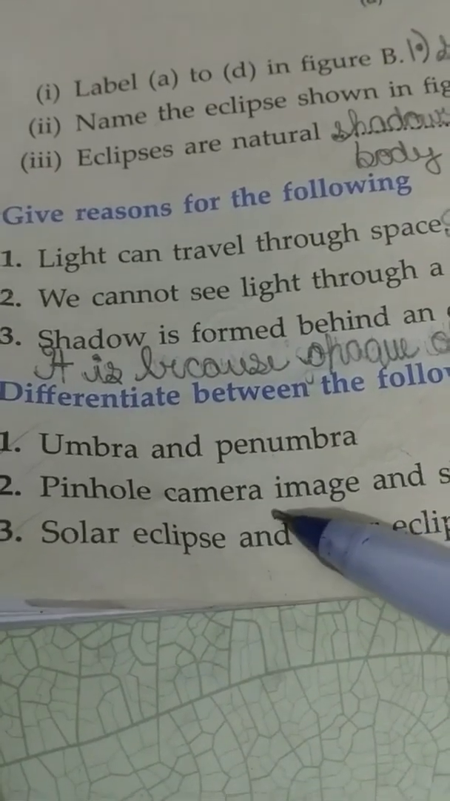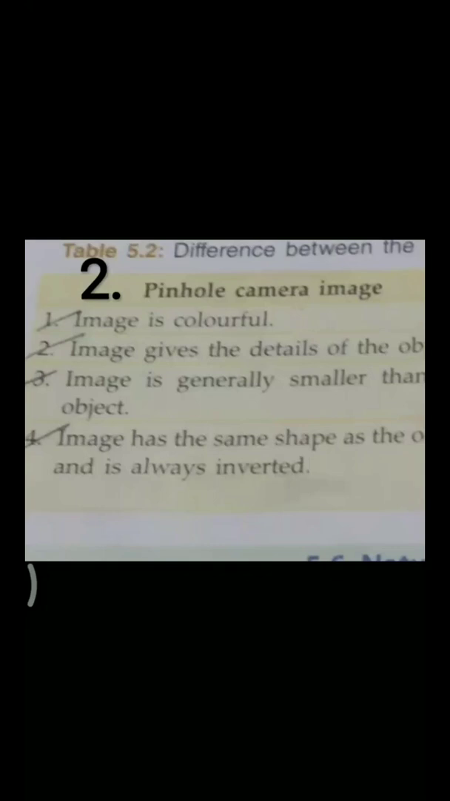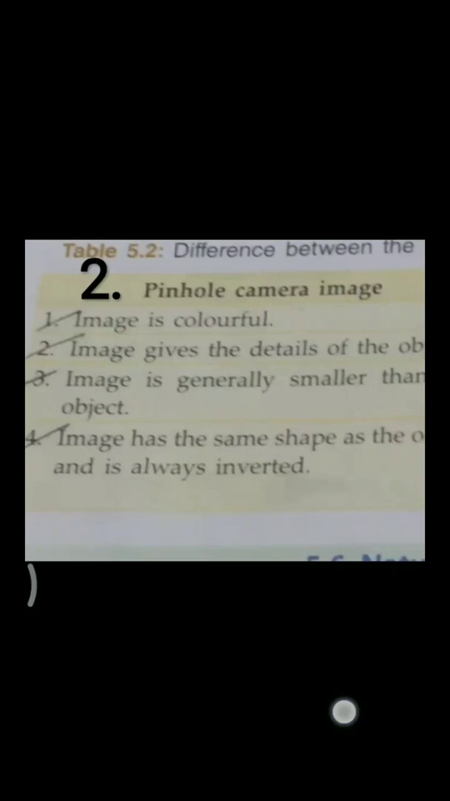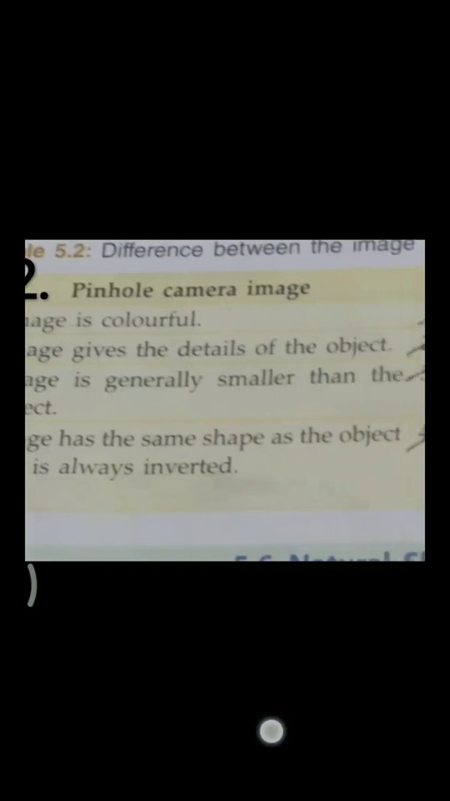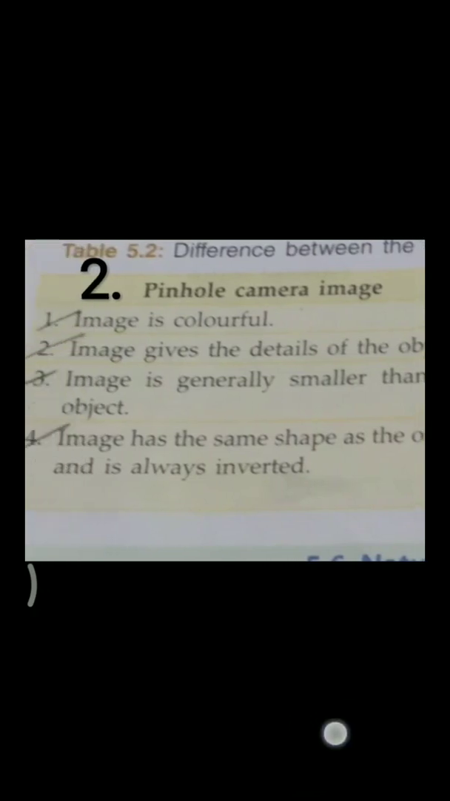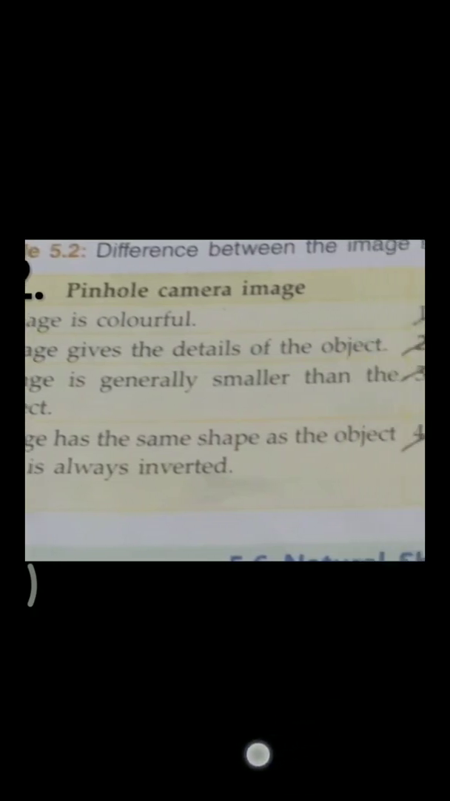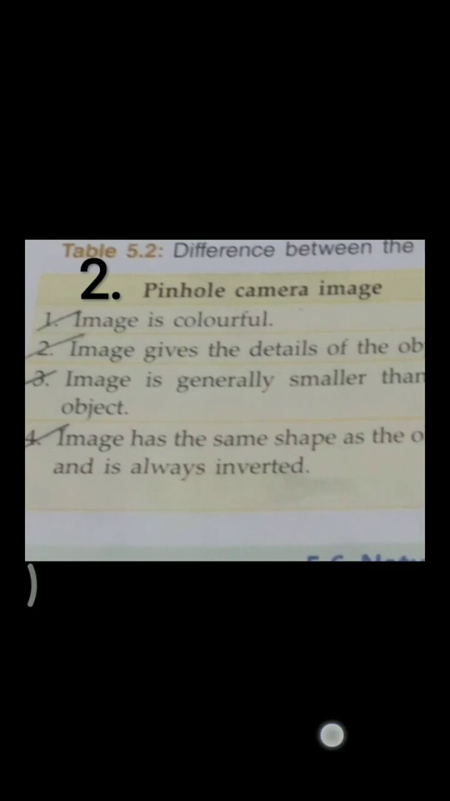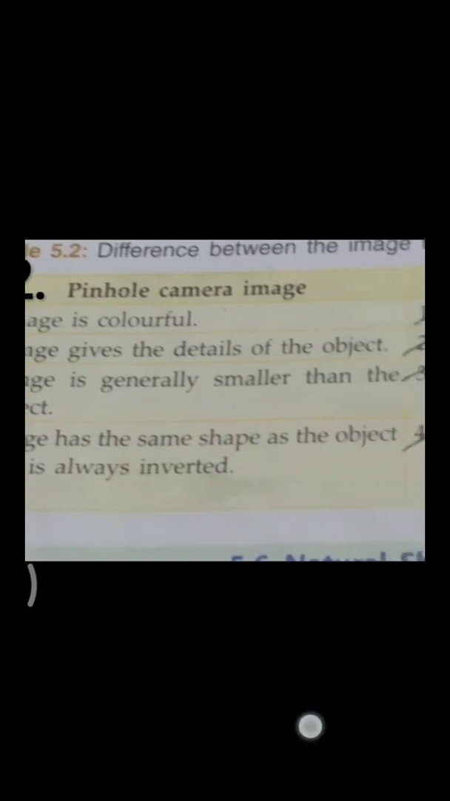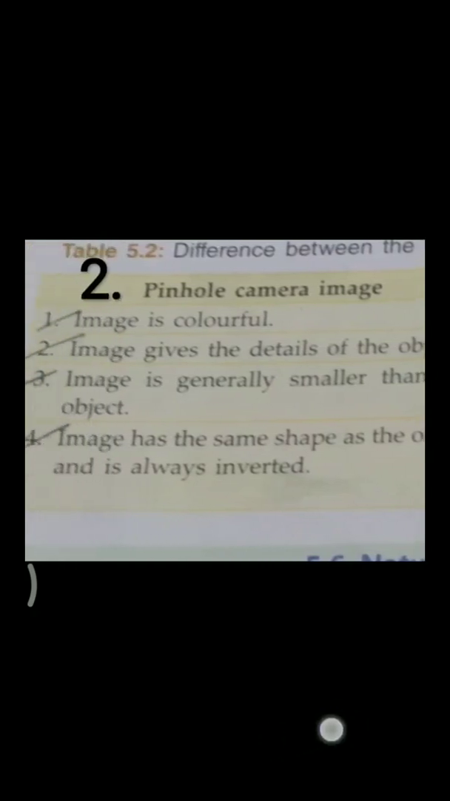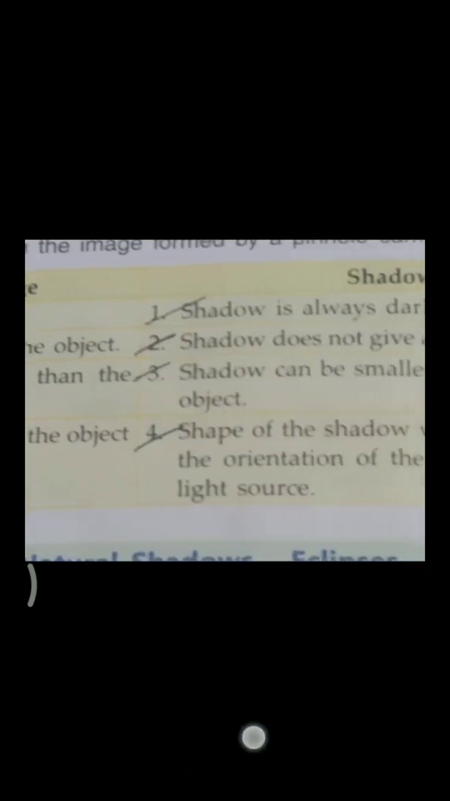Second, pinhole camera image and shadow. Difference between pinhole camera image and shadow. First point for pinhole camera image: the image is colorful. Second point, the image gives the detail of the object. Third, the image is generally smaller than the object. Fourth, the image has the same shape as the object and is always inverted.